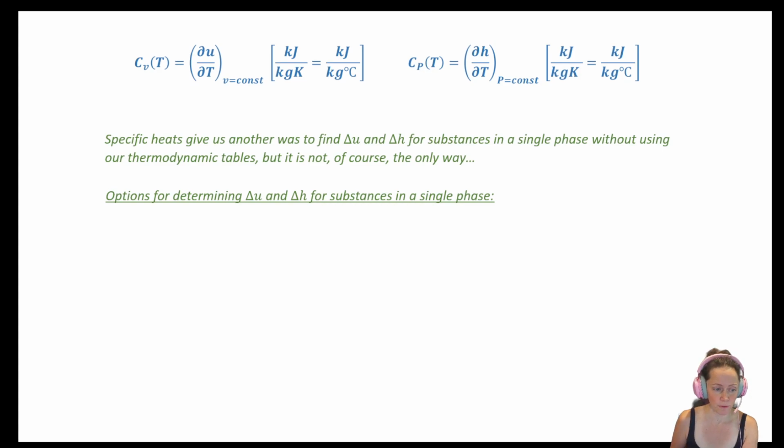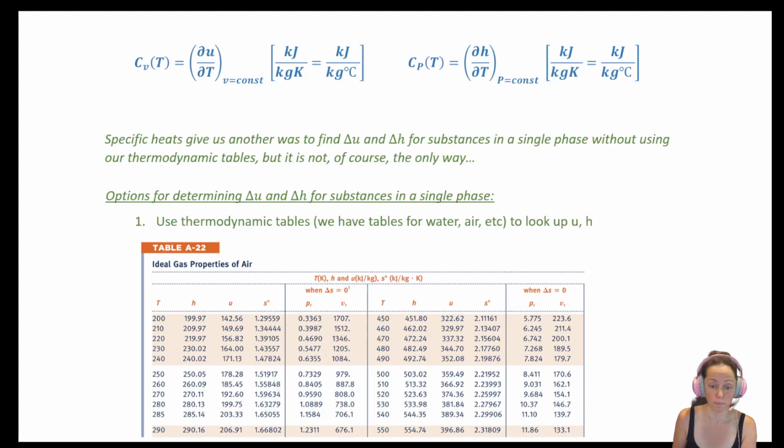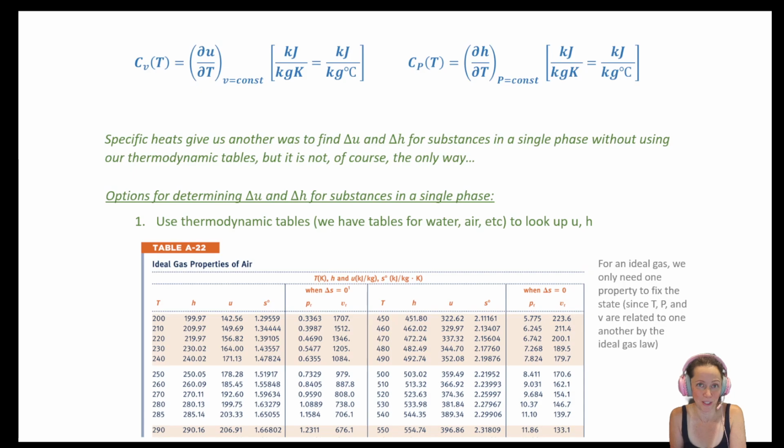All right, so if you've got a single phase, you have a couple of ways of calculating delta H and delta U. You can use your thermodynamic tables and look up U values and H values. Now, for an ideal gas, your enthalpy and your internal energy actually only depend on one thing. It's just another simplification that we can make as a result of assuming we've got an ideal gas. So for air, for example, in table A22, you've got thermodynamic properties for air. If you assume it's an ideal gas, all you need to know is the temperature and you can figure out the enthalpy and the internal energy.